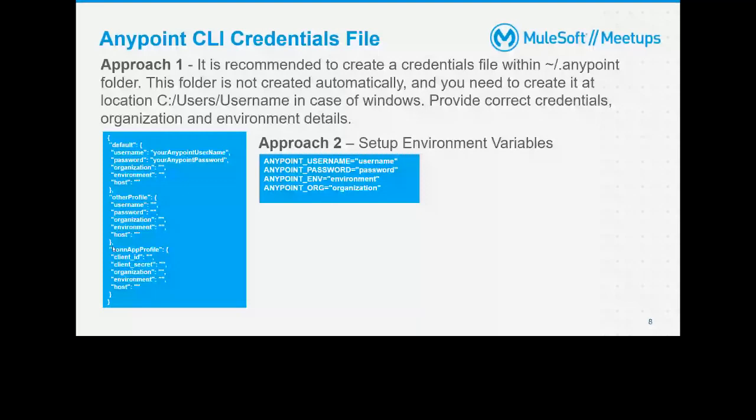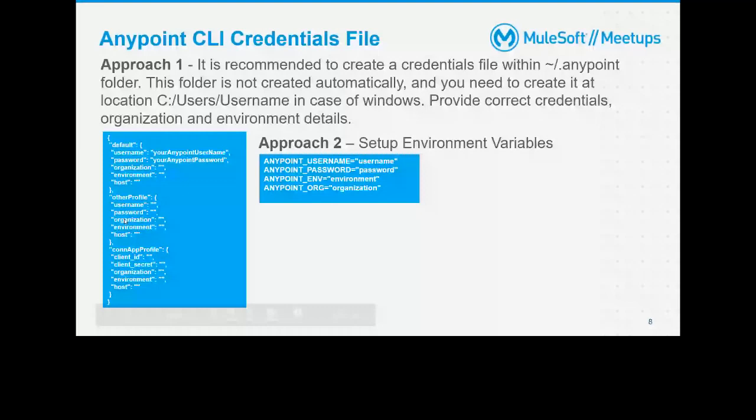But there's approach two. In approach two, you can pass Anypoint username, Anypoint password, Anypoint environment, and Anypoint org as environment variables. So you can set these values as environment variables. This is approach one, this is approach two. In approach one, you can use any one profile: either default, another profile, or connected app profile. Or in approach two, you can set these four environment variables.